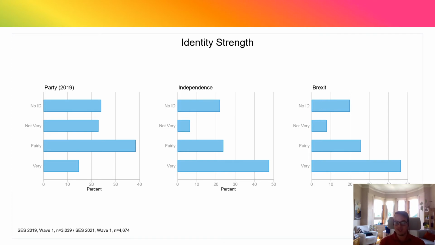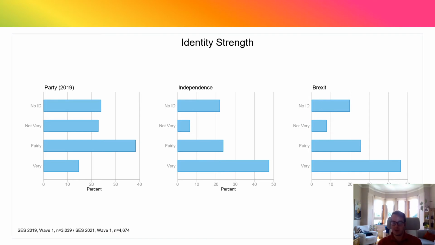And here we see that not only do more people identify with an independence or Brexit label than with a party label, they also tend to hold those identities more strongly. It's quite striking that almost 50% of people report that they very strongly identify with either side of the independence or Brexit divide, compared to only about 15% very strongly identifying with a party in 2019. So that's a pretty big difference, and it's pretty fair to say that the independence and Brexit divides are very strongly embedded.